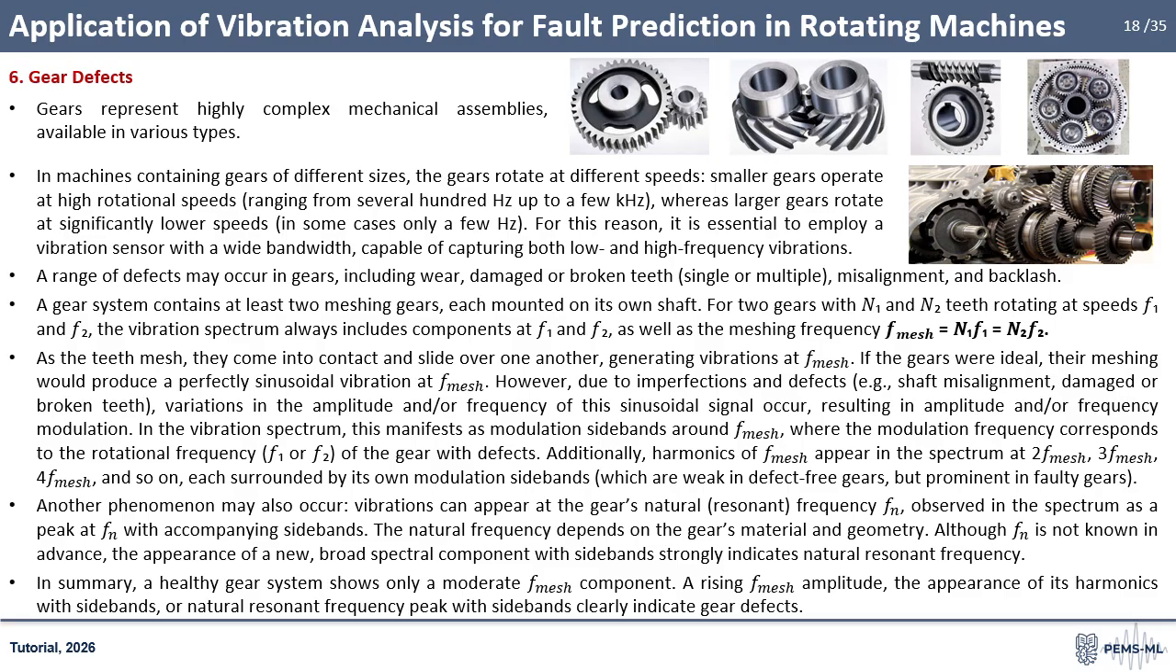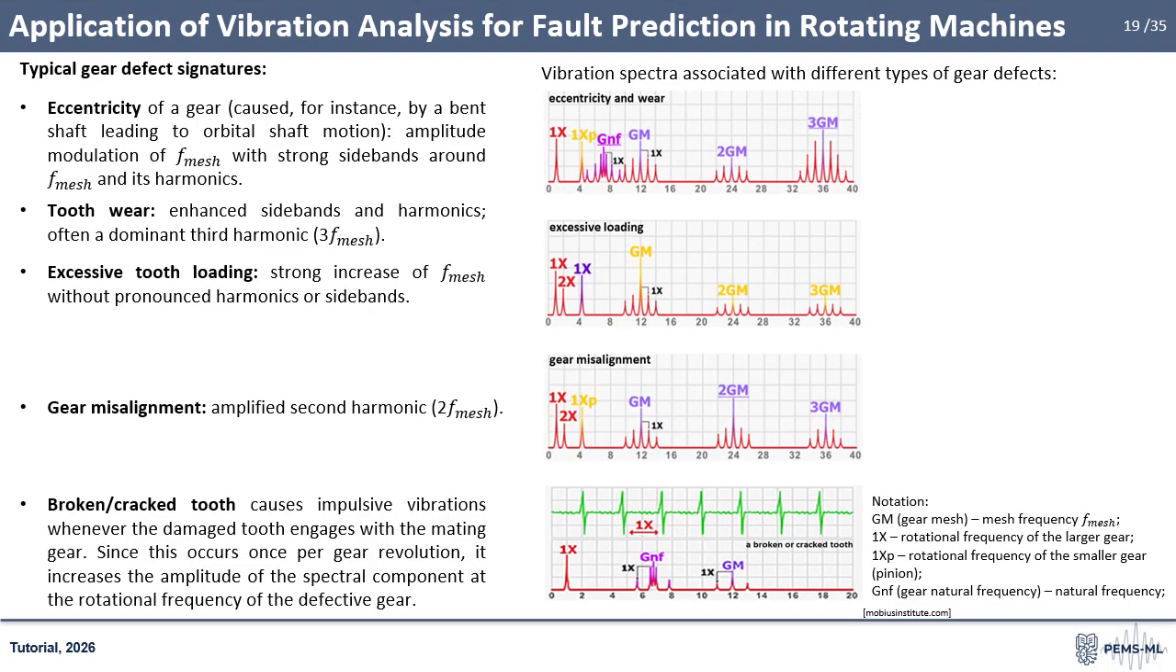In addition, vibrations may occur at the gear's natural resonant frequency, which depends on the gear's material and geometry. Although this frequency is not known in advance, the appearance of a new broad spectral component with sidebands is a strong indicator of resonant frequency. This slide shows vibration spectra for common gear defects, including gear eccentricity, tooth wear, excessive tooth loading, misalignment, and broken or cracked teeth.